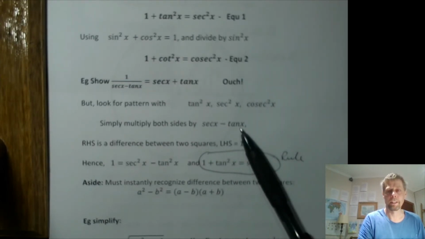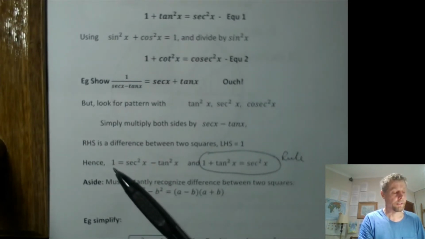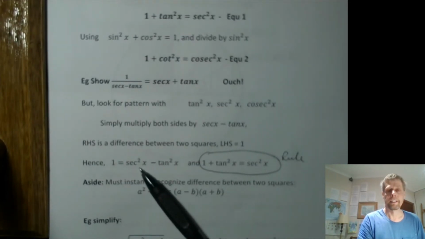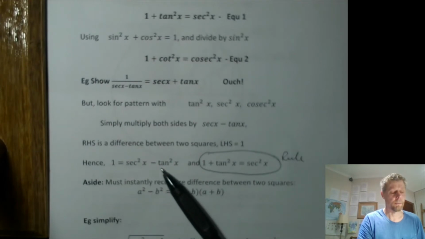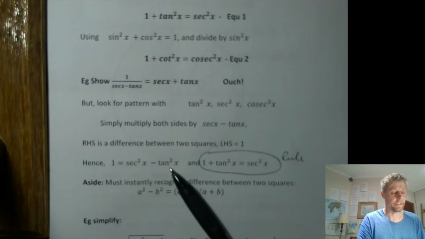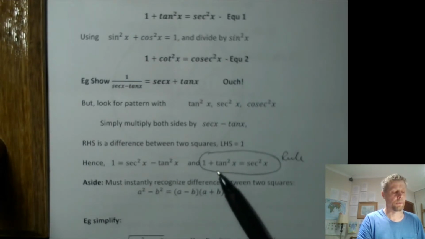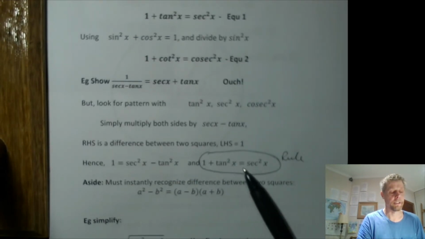Always be on the lookout for the difference between two squares, because you're not going to get a middle term. The middle terms cancel. And so you're going to be left with 1 on the left hand side and sec squared x minus tan squared x on the right hand side. Now we apply our little rule, which says that 1 plus tan squared equals sec squared.